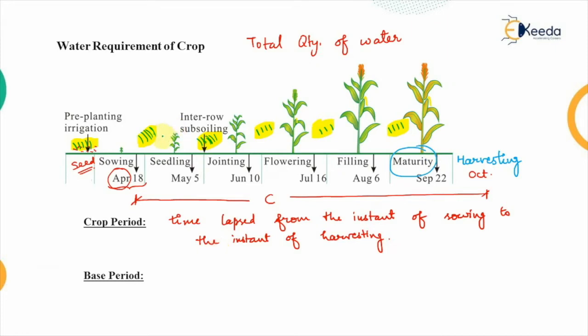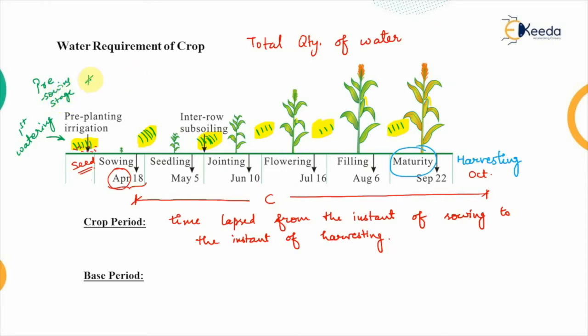Now what is this base period? That is to be understood. This base period is defined as the time interval from the instant when the first watering was done. So the first time when the water was applied, this is the stage of the first watering that is used to prepare the land for the irrigation purpose. This stage of the land preparation is also known as the pre-sowing stage.